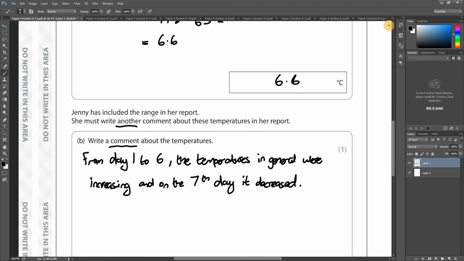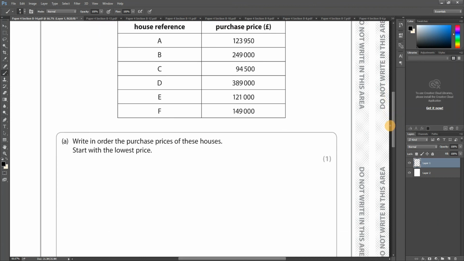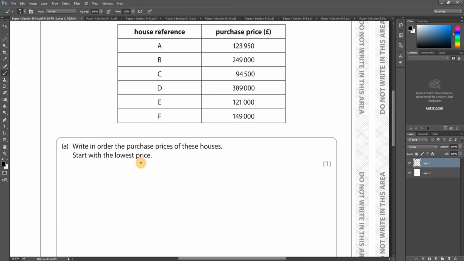Let's move on. Question 11. Claire sells houses. She has this information about the purchase prices of some houses. Write in order the purchase price of these houses. Start with the lowest. So we just have to write in order, lowest to highest. Which one's the lowest one? Just by looking at them, I can see that definitely this one right here has less numbers, isn't it?